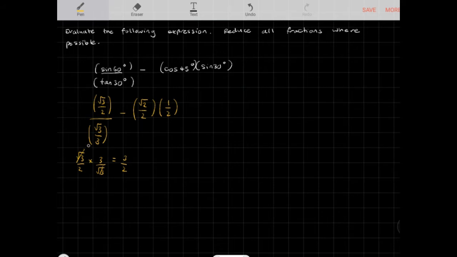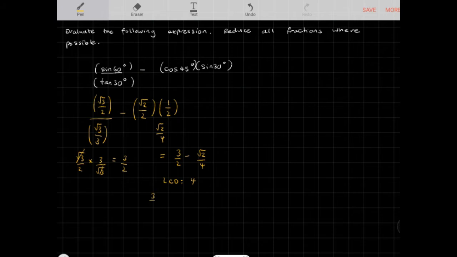Okay, so instead of writing all of this out, you can write that as 3 over 2, right? If I multiply these two together, you should get square root 2 over 4. So in my next line, I'm going to write 3 over 2 minus square root 2 over 4. And now what you want to do here is find the lowest common denominator. So the lowest common denominator here is 4.